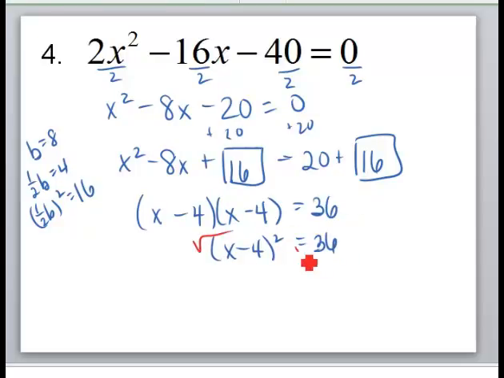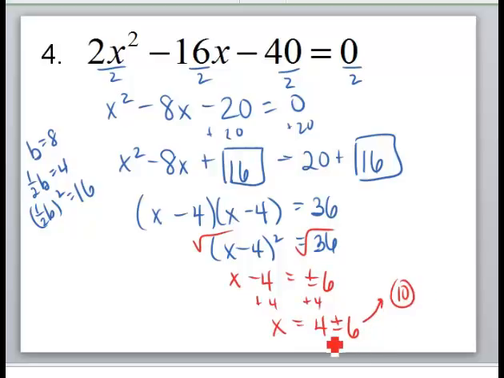Square root both sides. I get x minus 4 is equal to plus or minus 6. Add 4 to both sides. x is equal to 4 plus or minus 6. So 4 plus 6 is 10, and 4 minus 6 is negative 2.